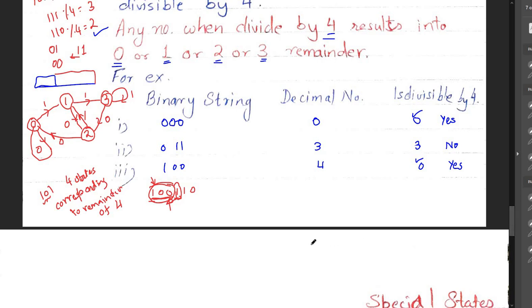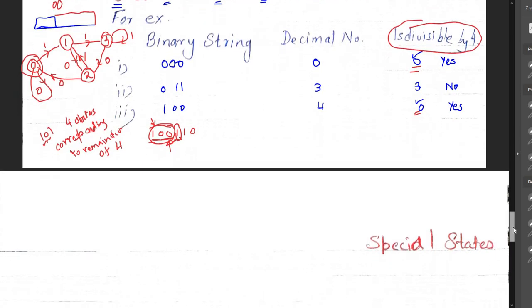So let's try to understand what the special states are. One of the special states is, because we want to know whether the number is divisible by 4 or not, we see that the number is divisible by 4 if the remainder is 0. So this is somewhat a special state in that sense, because if I reach state 0, I'll say that the number is divisible by 4. So that's how it works.